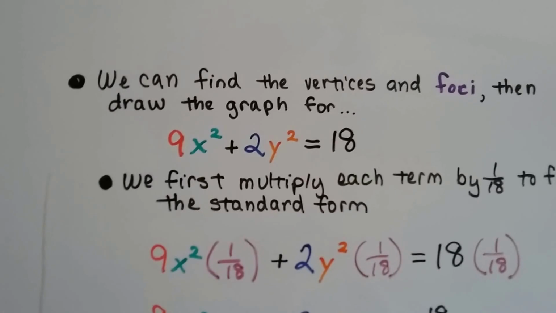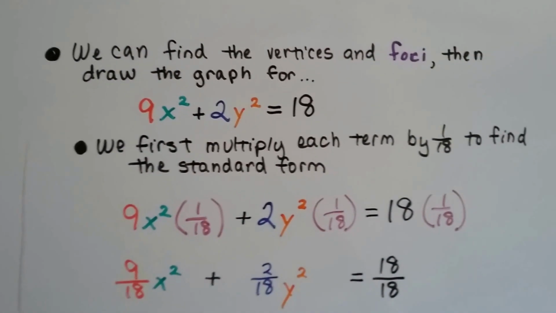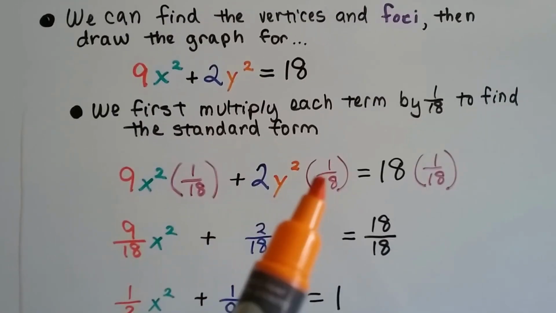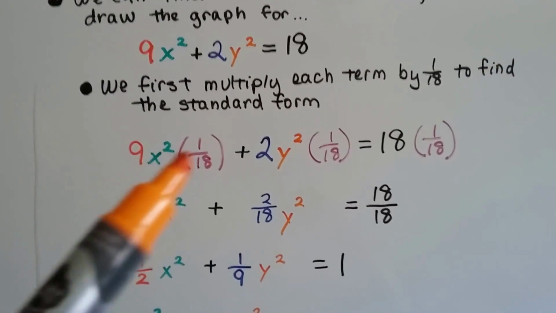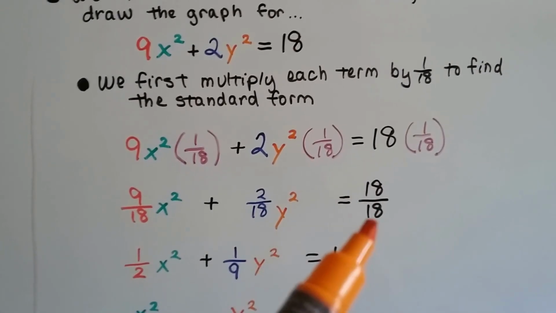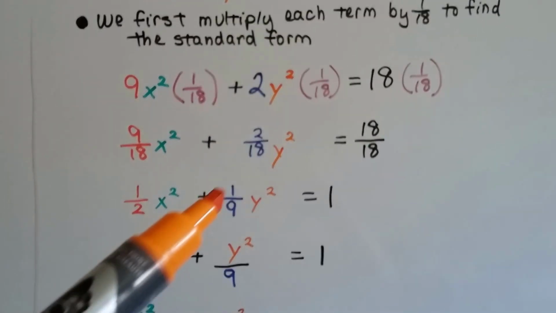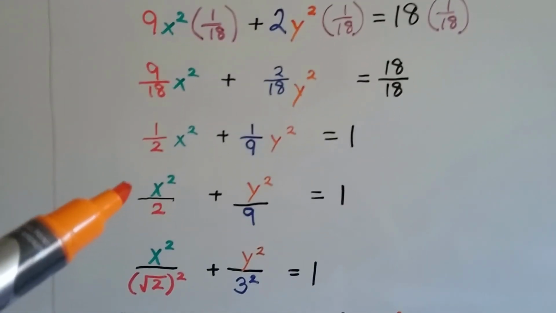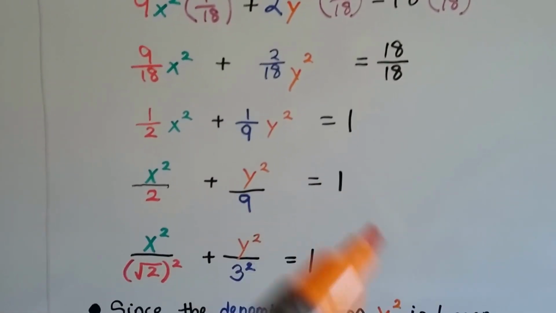9x squared plus 2y squared equals 18. Now because it equals 18, we're going to first multiply each term by 1/18 to find the standard form. So we do that to each term. We get 9/18 x squared. We get 2/18 y squared and 18/18. That'll give us 1/2 x squared and 1/9 y squared and a 1. We can rewrite this as x squared over 2 plus y squared over 9 equals 1.